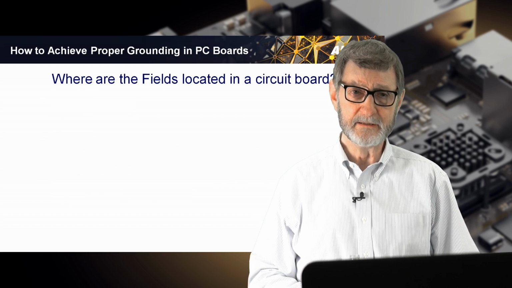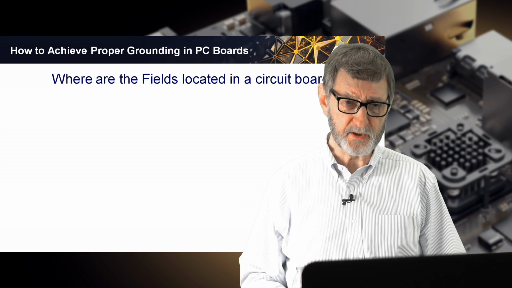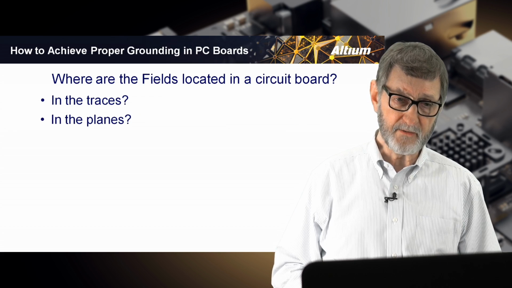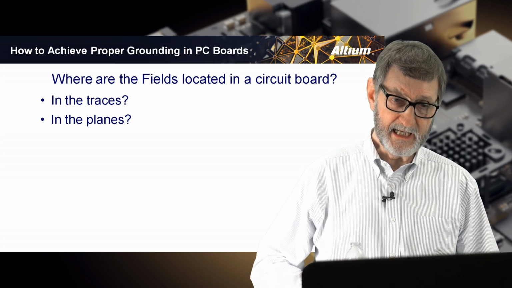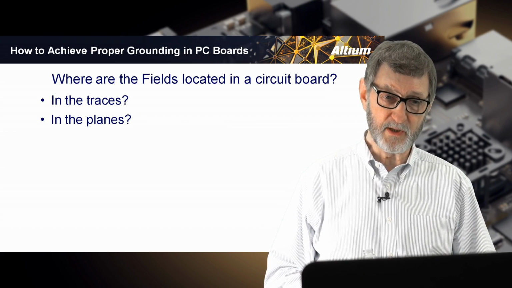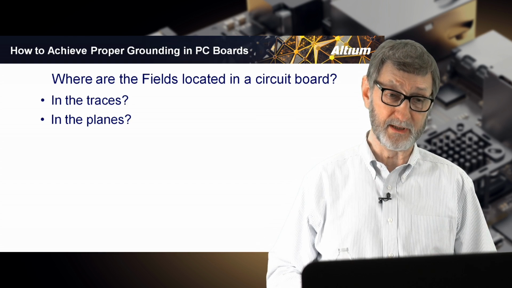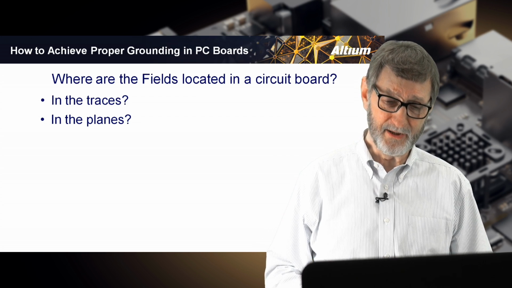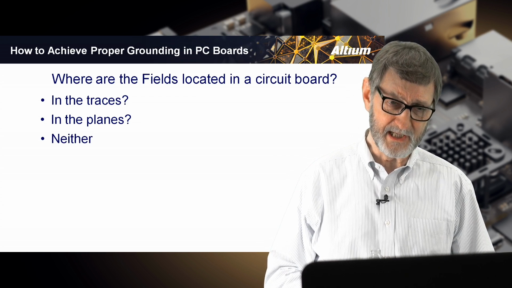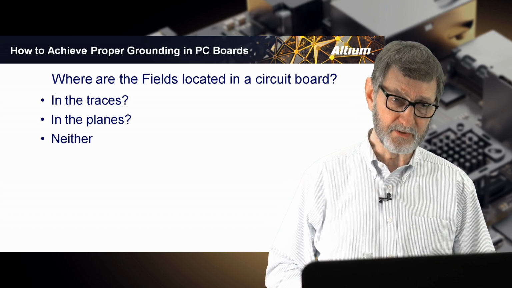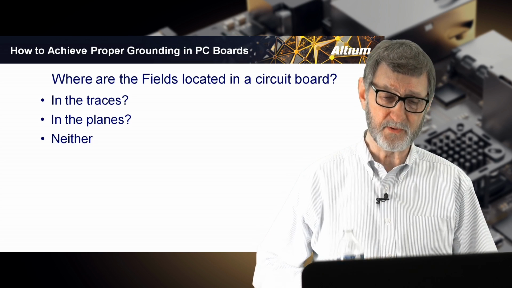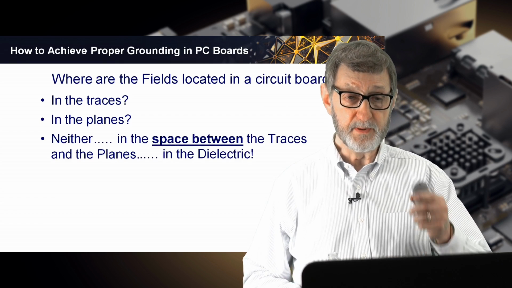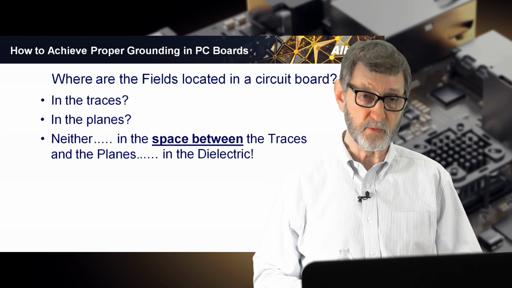Then he asked me, where do the fields exist in a circuit board, for example? Do they exist in the traces, or do they travel in the planes? And I said to Ralph, wow, that's a great question. Now I was really stammering, trying to figure out what the heck the answer was. And he smiled at me and he said, I'm messing with you again, Rick. It's neither. The fields don't exist in either the copper of the traces or the copper of the planes. The fields exist in the dielectric space between the signals and between the planes.